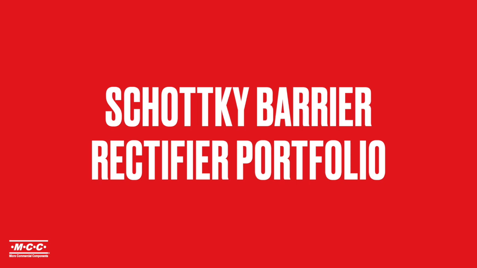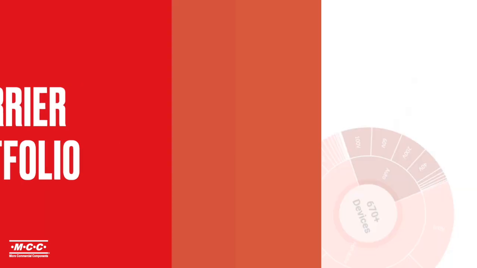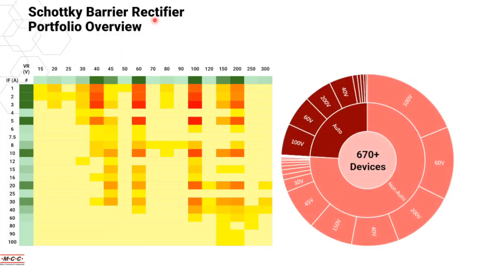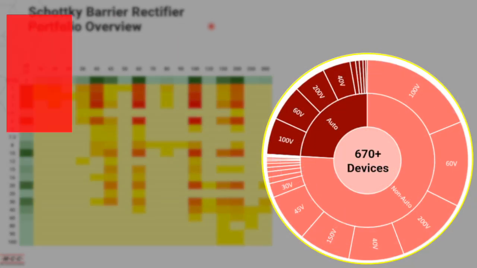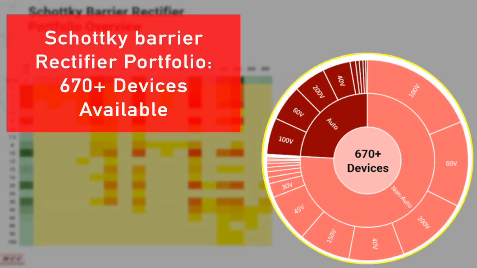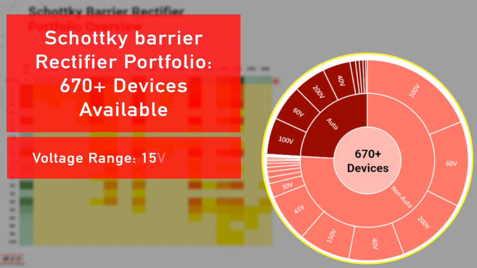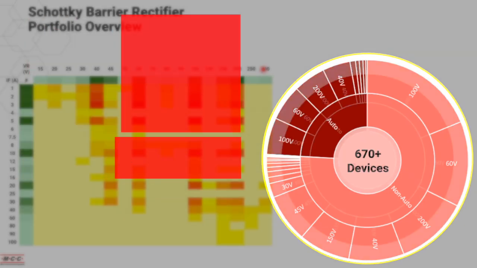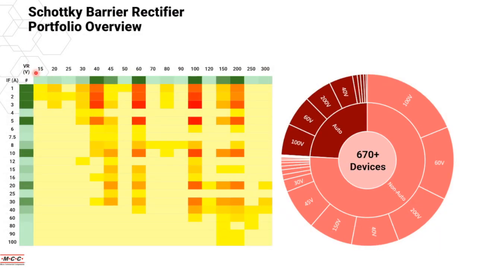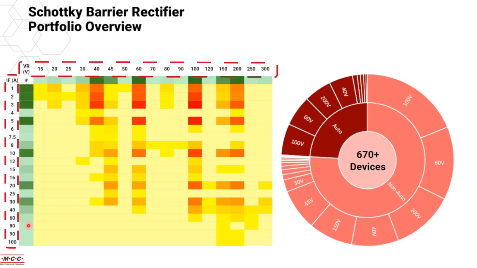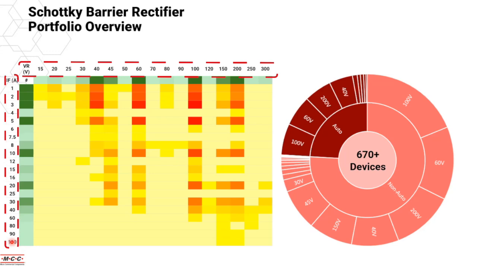So the next one, I would like to talk about Schottky barrier rectifiers. In the MCC Schottky barrier rectifiers portfolio, we have about 670 devices, and it covers the range from 15 volts all the way up to 300 volts. We also provide options of currents in the range of 1 ampere all the way up to 100 amperes.